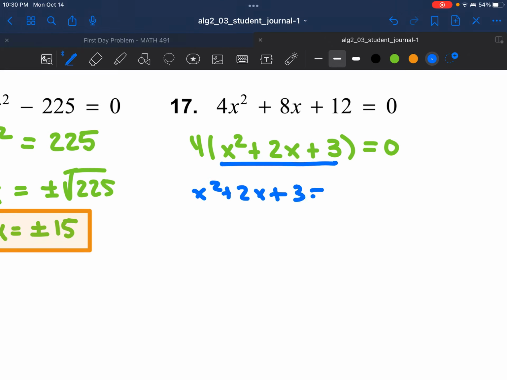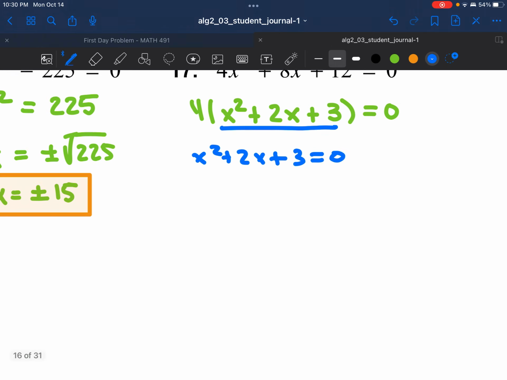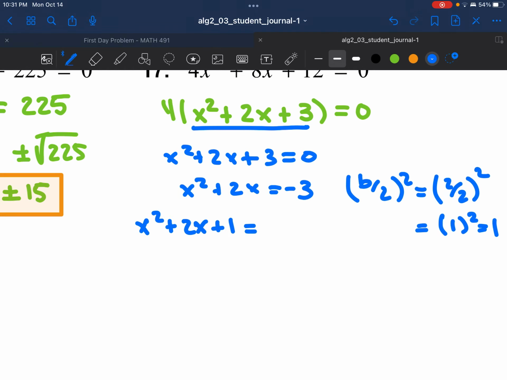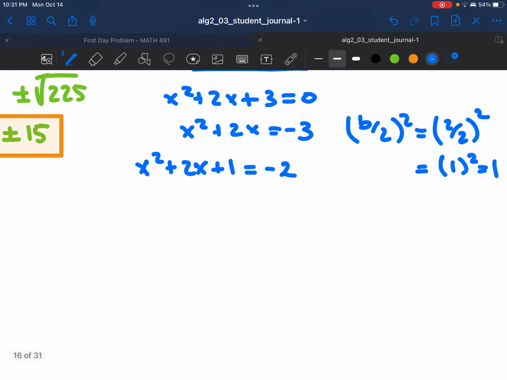So we have x squared plus 2x plus 3 equals 0. We're going to move the 3 to the other side, so x squared plus 2x equals negative 3. We're going to go ahead and do b over 2 squared. That's going to be 2 over 2 squared, which is 1 squared, which is 1. Okay, I'm going to add 1 to both sides. x squared plus 2x plus 1 equals negative 2.